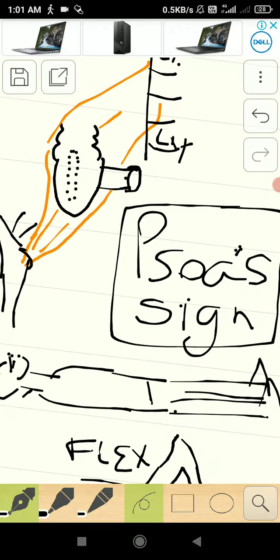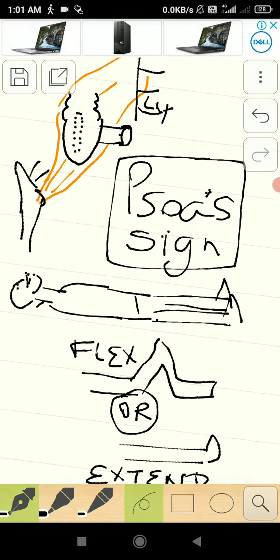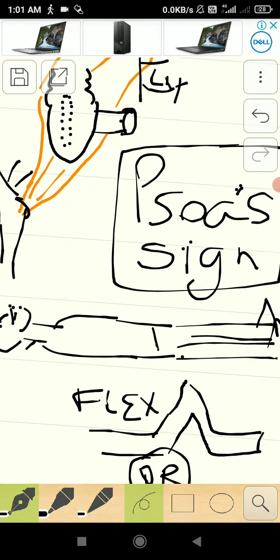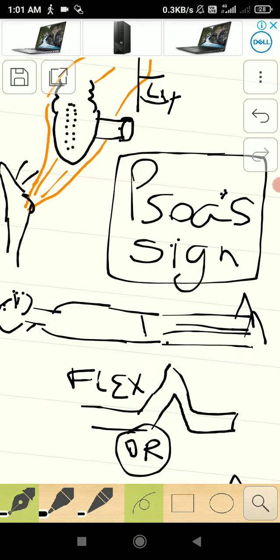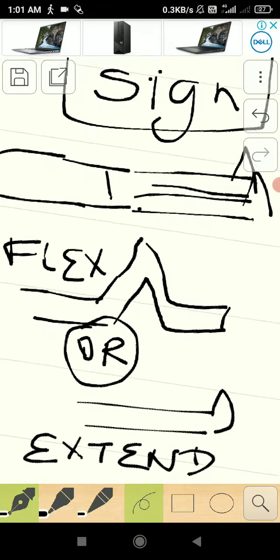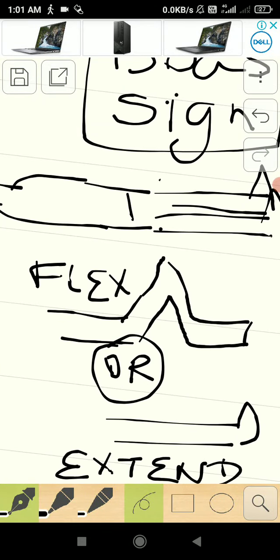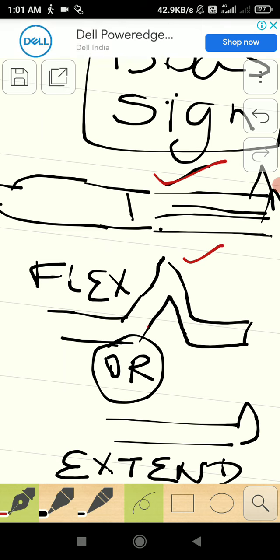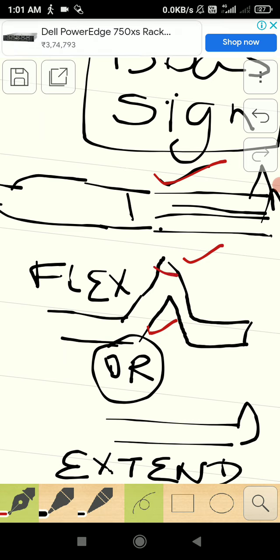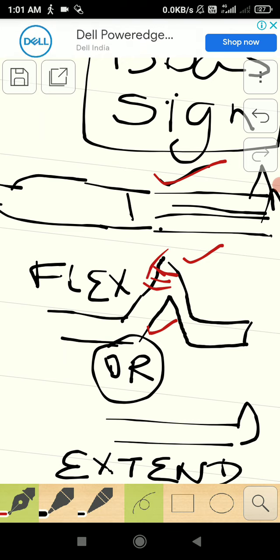So in order to demonstrate Psoas sign, the person is in supine position, that is the back resting on the table and the front of the patient facing upwards. And then we should ask the patient to flex his knee and his hip like this. So when the patient is flexing the hip and the knee, we are offering some resistance here. We are holding our hand here and offering a resistance over here.